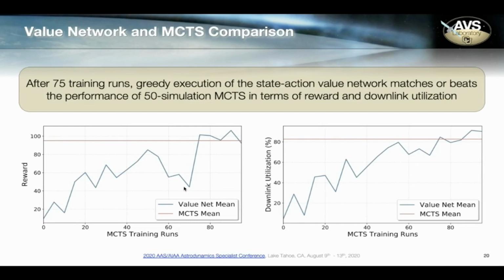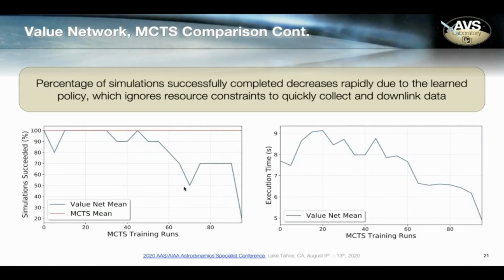After 75 training runs, greedy execution of the state action value network matches or beats the performance of 50 simulation Monte Carlo tree search, at least in terms of total reward and downlink utilization, which is fascinating: the value network can perform better than the MCTS algorithm that trains it. I'd say this is probably due to the fact that it's trained on so many diverse initial conditions.